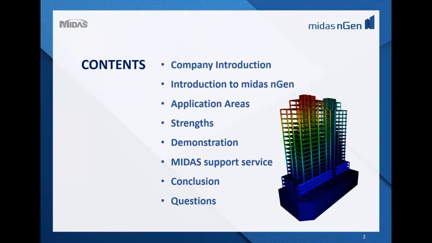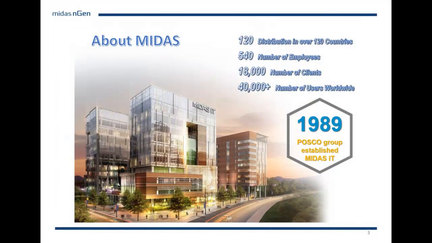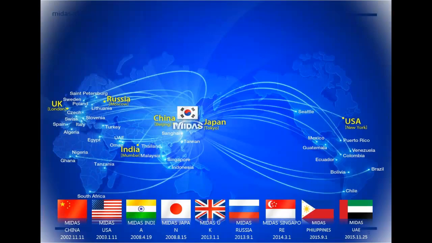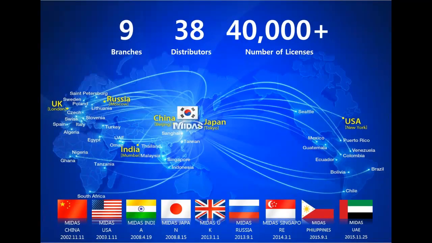We will start with the company introduction. MIDAS as a company was established in the year 1989, and since then the softwares sold by MIDAS have been distributed in more than 120 countries. There are more than 540 employees, more than 18,000 clients, and more than 40,000 users worldwide. MIDAS originated in South Korea, so that's where our headquarters is. And all over the world, there are 9 branches: one in China, one in USA, India, Japan, UK, Russia, Singapore, Philippines, and the UAE.